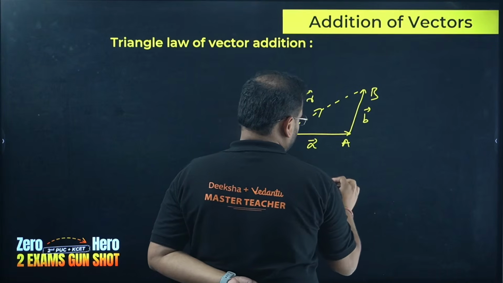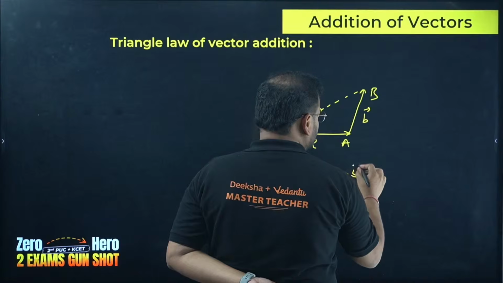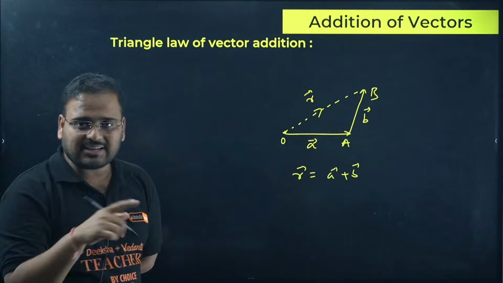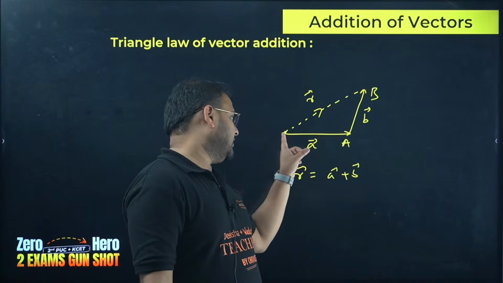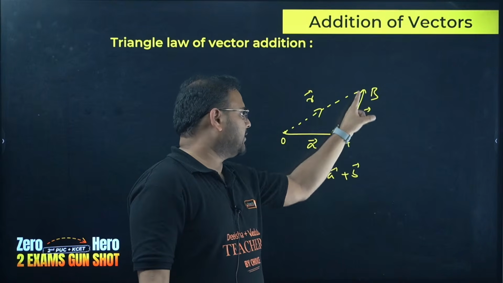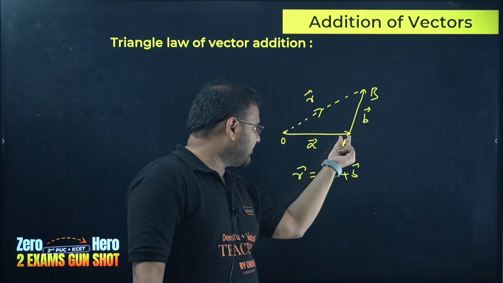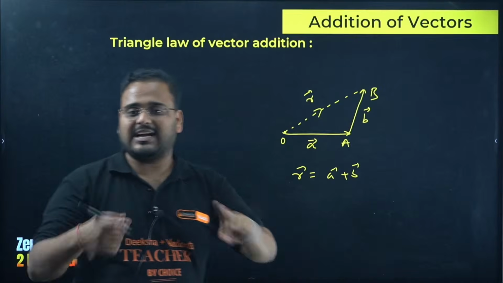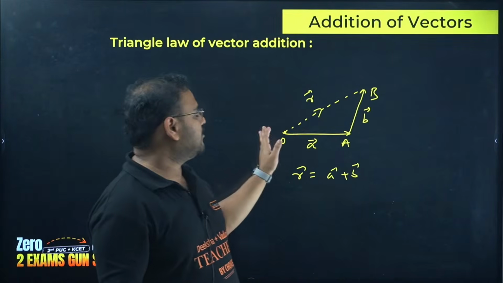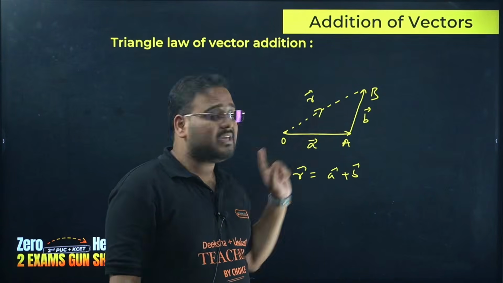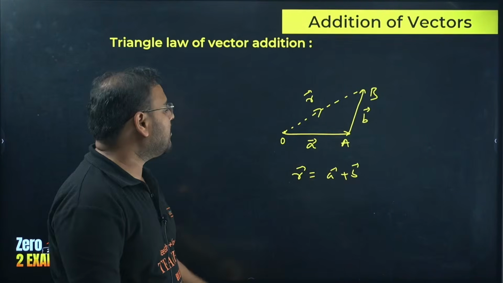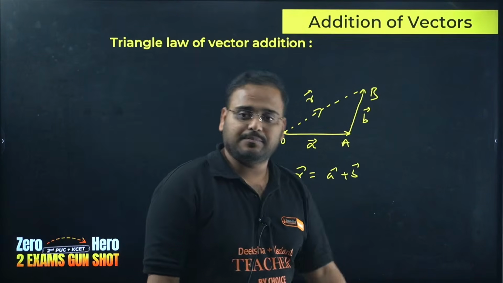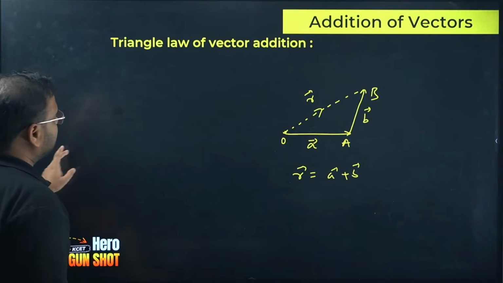R will be equal to what? The condition is only that you have to attach the two vectors head to tail. Here tail, head, and this is head to tail. The head of vector A and the tail of vector B should be attached there. If so, the vector joining O to B will be your resulting vector A plus B.